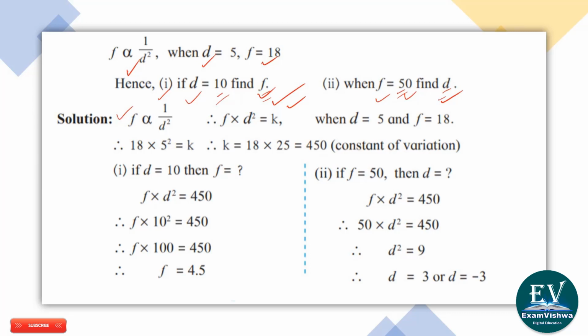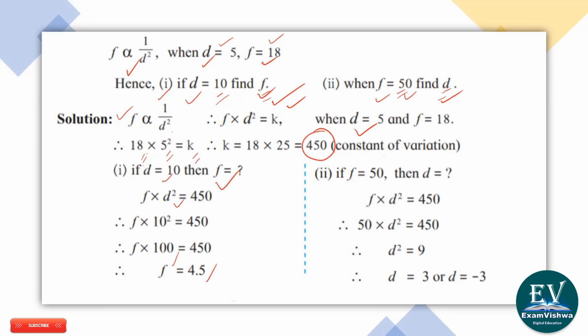But it is very important for us to know one thing. F and d are two data here. From the data, d is 5 and f is given as 18. And it is given that f is inversely proportional. Then we will write 18 in place of f, 5 square in place of d square, which is equal to k. We know that its product will be constant. And the constant over here is 450. Once we got the constant, we are smart now. D is equal to 10 and constant is 450, and we will find out f.